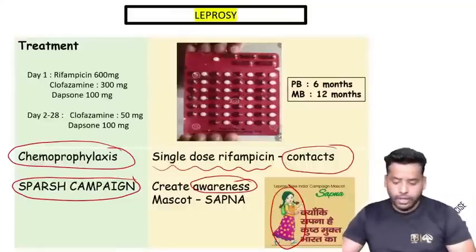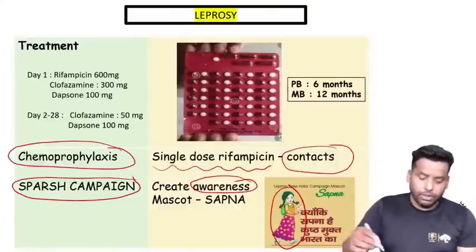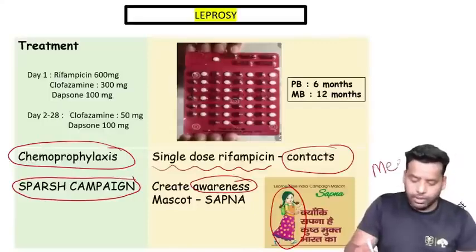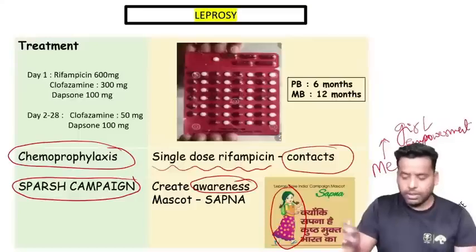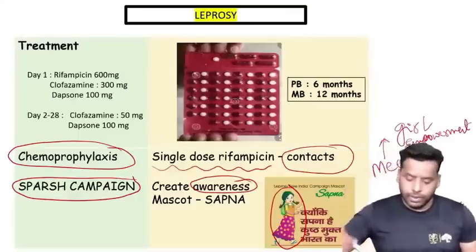Leprosy mascot for India under the program. Don't confuse. Meena is not for leprosy. Meena is for girl empowerment. You are making a mistake. Meena is girl empowerment. You will be having a girl with that parrot behind.